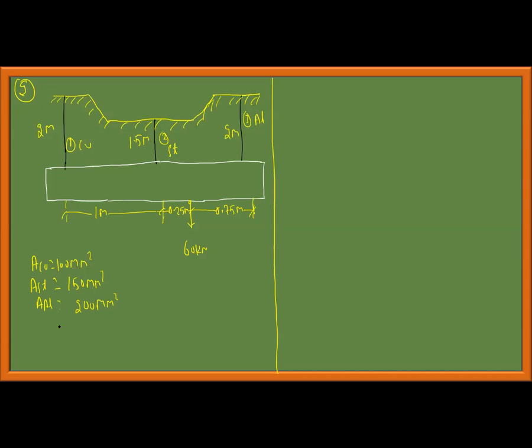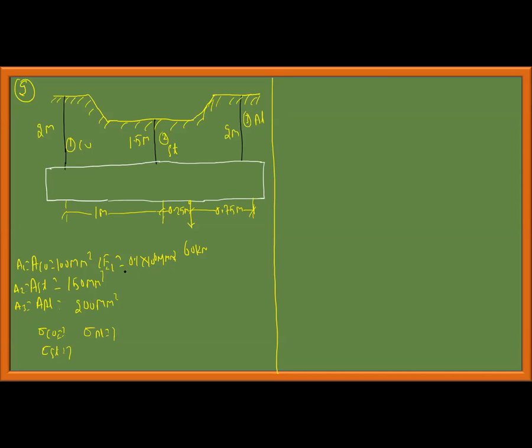Determine the stresses in the rods. What are the stresses in the rods? Sigma copper is equal to how much? Sigma steel is equal to how much? Sigma aluminum is equal to how much? You can call the areas A copper or A1, A2, A3. Young's modulus of material 1, copper, is 0.1 into 10 power 6 Newton per mm square.